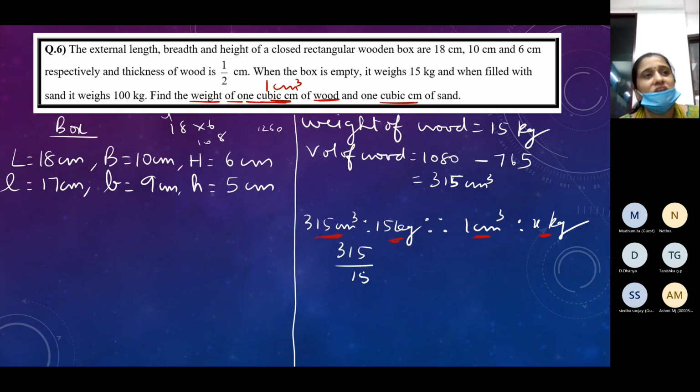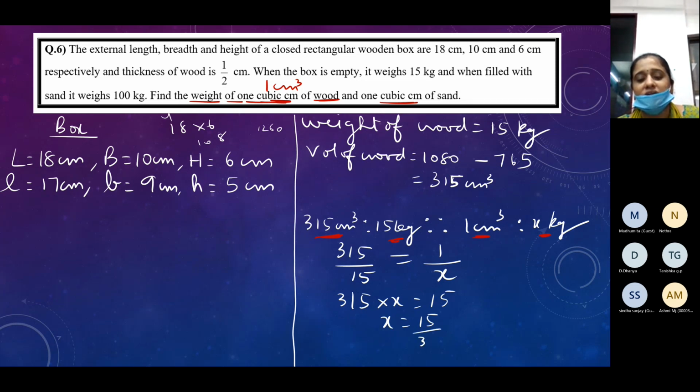315 by 15, because the ratio is equal to 1 by x. So cross multiply: 315 into x is equal to 15. X is equal to 15 divided by 315. 15 ones are 15, 15 twos are 30, 15 ones are 15. So 1 by 21 kgs. So 1 centimeter cube of wood has a weight of 1 by 21 kilograms. Now next we have to find the weight of 1 cubic centimeter of sand.